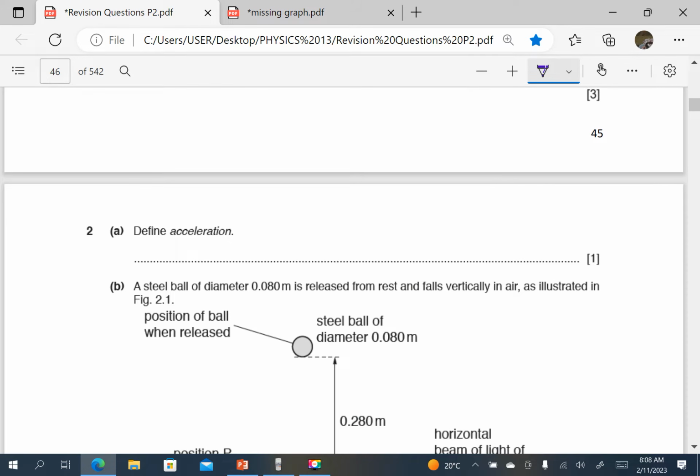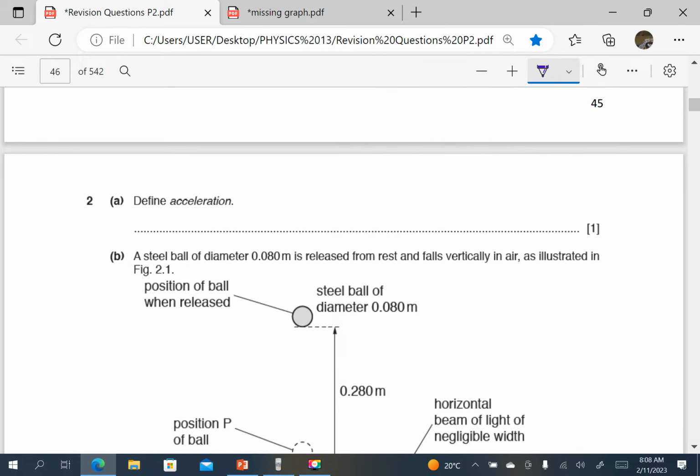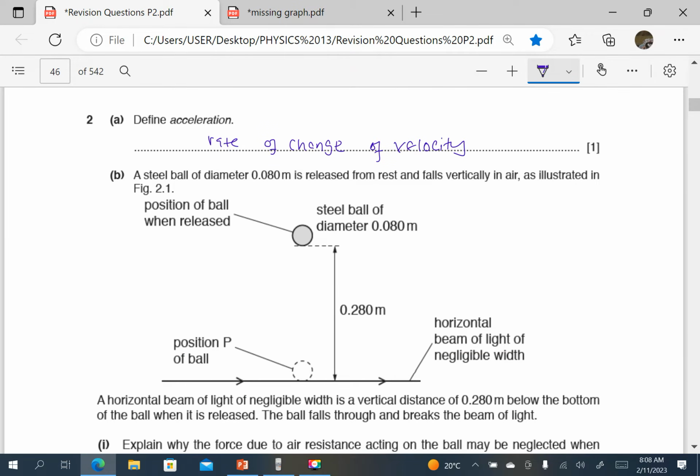Next, define acceleration. We have already seen that acceleration is the rate of change of velocity, or change in velocity over time taken. That is acceleration. A steel ball of diameter 0.08 meters is released from rest. The ball falls vertically in air as illustrated in the figure.